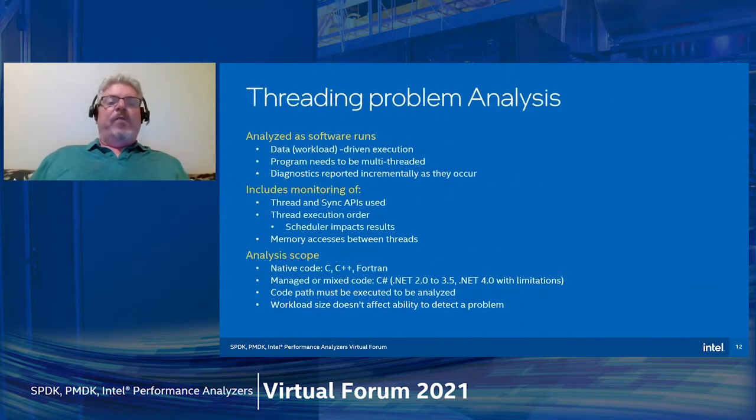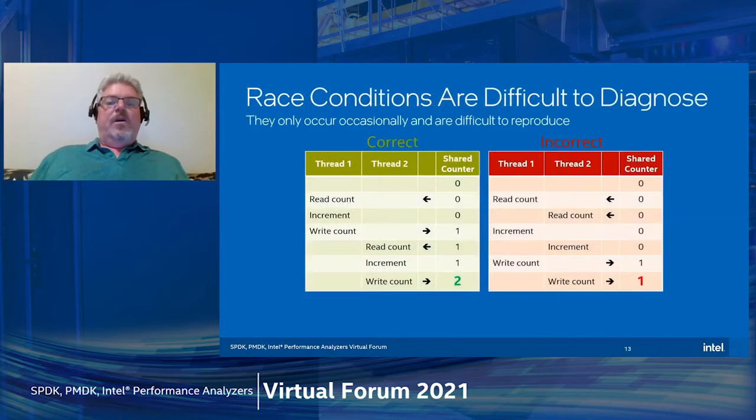To briefly cover some of the threading problems that we can analyze, we can monitor the thread and sync APIs. If you're trying to access memory between threads, we make sure that you're doing that in a way that does not cause a data race. Again, we can use C, C++, and Fortran. We can also use C#, and a code path must be executed in order to be analyzed.